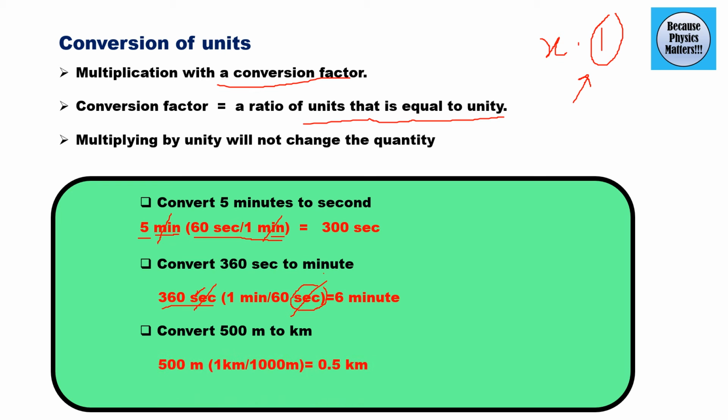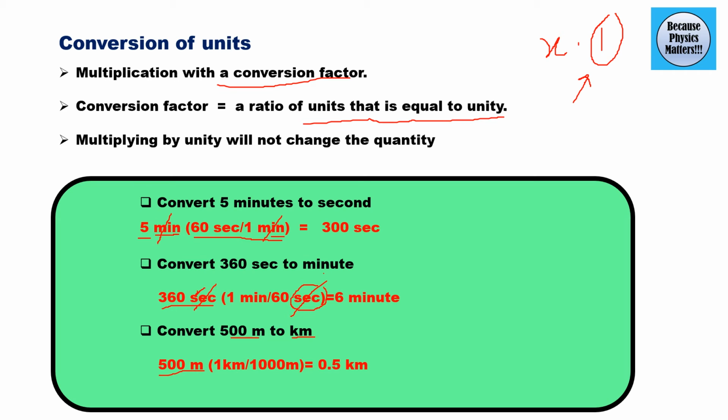Another example is this. I want to convert this 500 meters to kilometers. So 500 meters is my original unit. Now I know that in 1 kilometer I have 1000 meters. So if I put 1 by 1000, the answer will be 1. So the conversion factor value is 1.